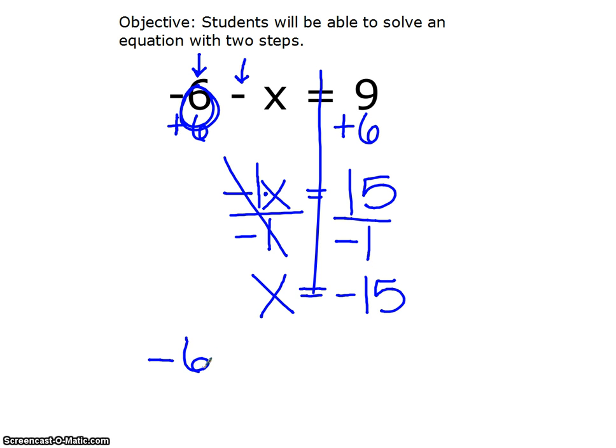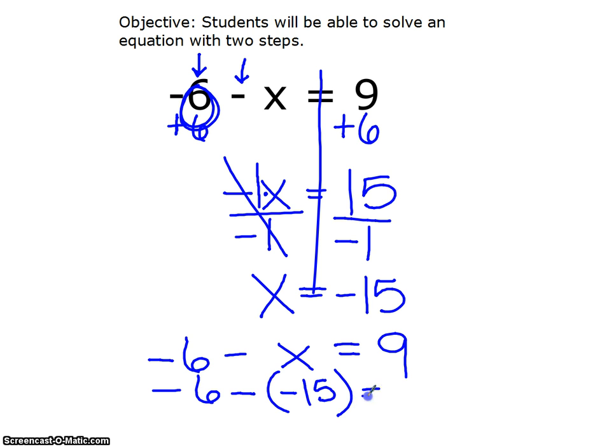If I were going to plug this back in to my equation that I had to begin, I would have negative 6 subtract negative 15 equaling 9. So this, I not only have the subtract from what I had to begin, but I'm also plugging in a negative number. So from here, if you remember, subtracting a negative is the same as adding. So negative 6 plus 15, is that really equal to 9? And yes, it is. 6 negatives and 15 positives is 9 positives.